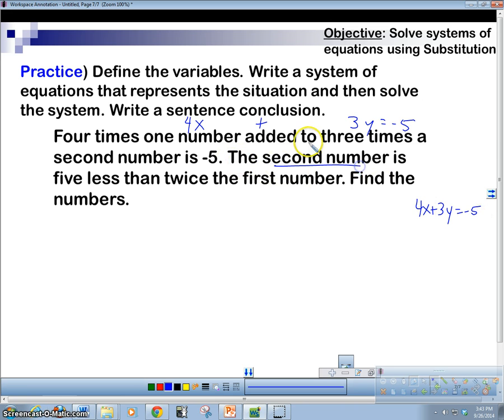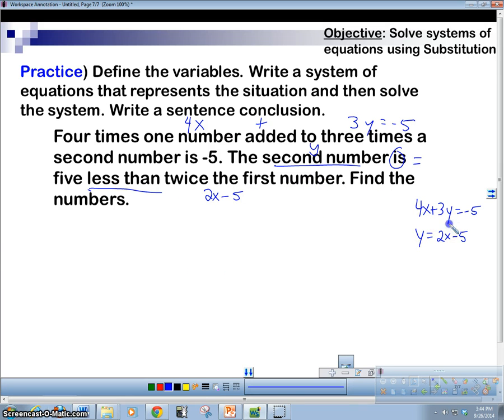The second number, which was a y, is 5 less than twice the first number. Twice the first number is 2x, but it's 5 less than that, so it's minus 5. Okay, so we're going to have y equals 2x minus 5. We wouldn't want to write it the other way. We don't want 5 minus 2x, because when we say 5 less than, we want to put this part first, okay? 2x minus 5. It's like saying that 10 is 5 less than 15, right? The bigger number comes first.